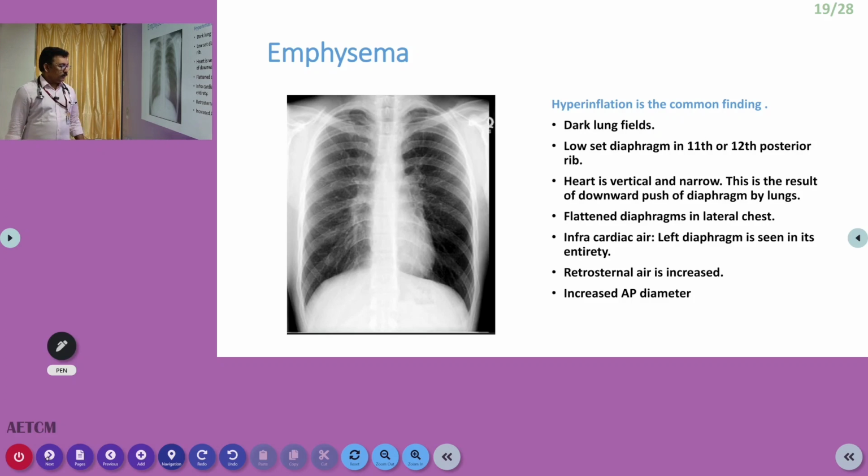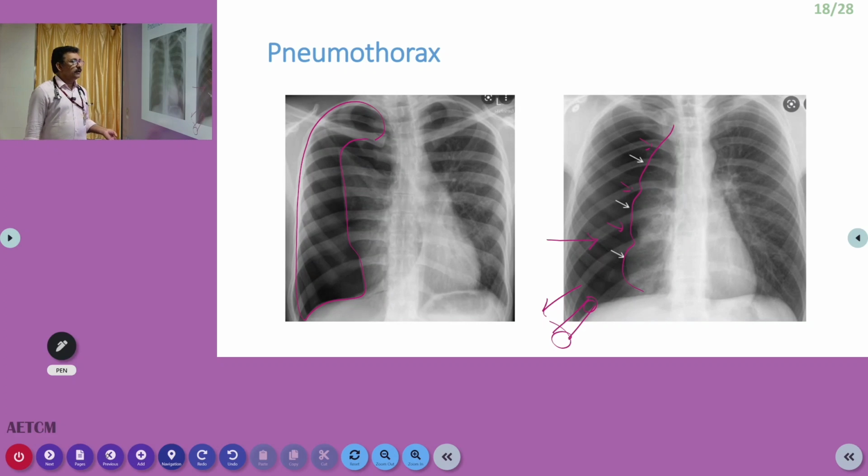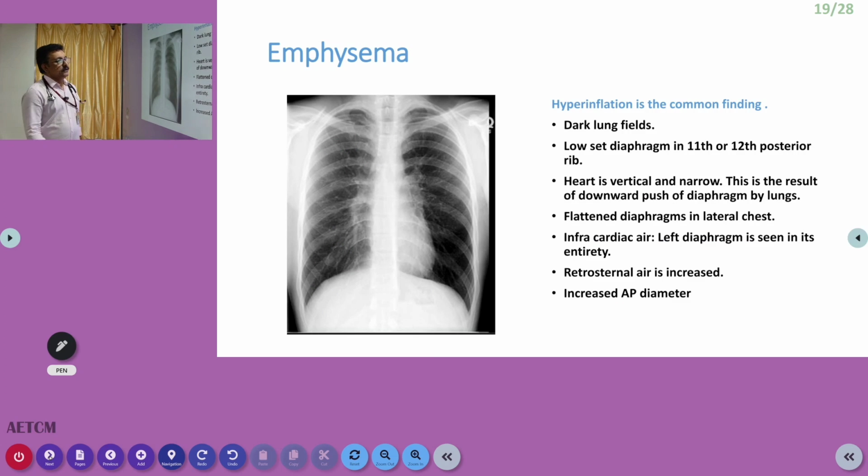Now emphysema and pneumothorax, you should know the difference. Here you are seeing black color throughout the lung field, and here you are seeing a compressed lung that is white in color. But the next X-ray what you are seeing, here also you can see more black in color. Some parts of the lungs are black, but this patient may give a chronic history of smoking, repeated breathlessness.